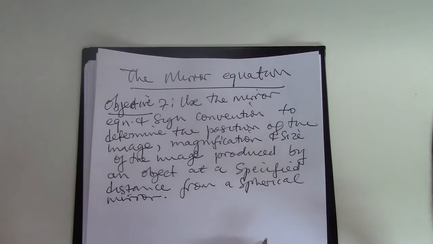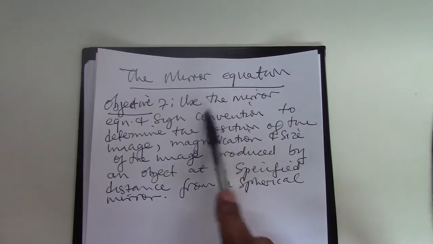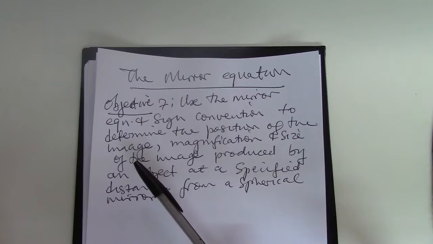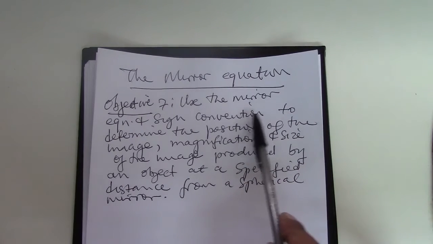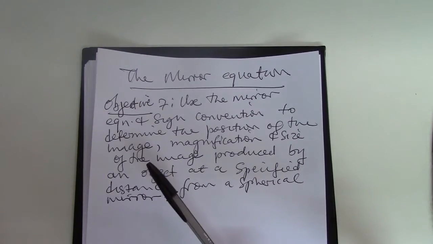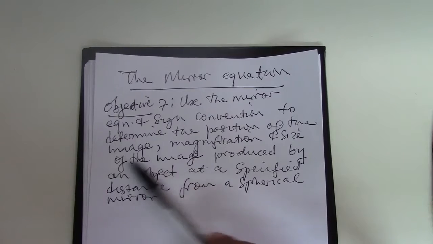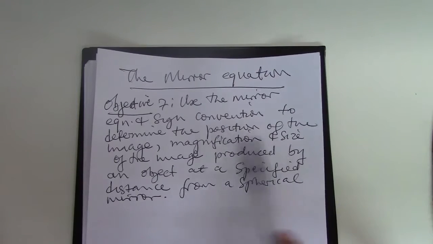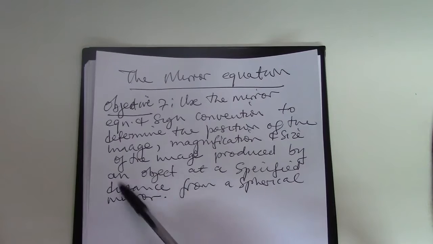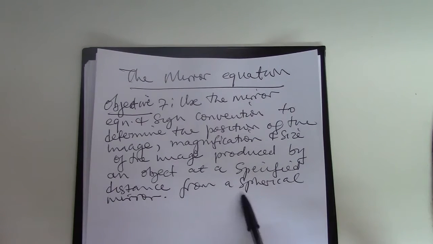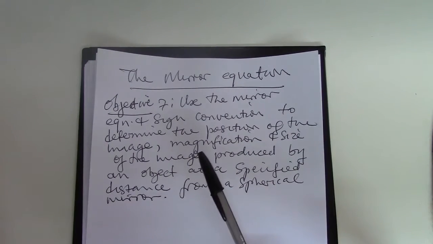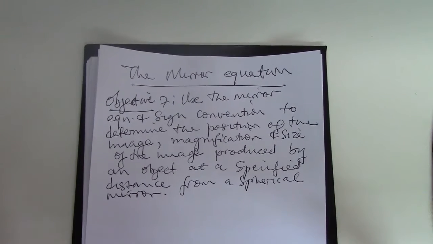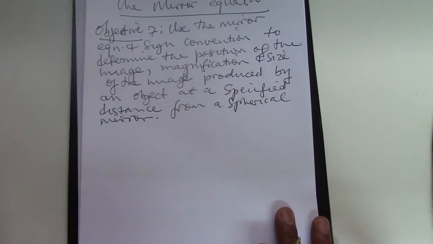Right. So our main objective is to use the mirror equation and also to use the sign convention to determine the position of the image we form. And also to determine the magnification and the size of the image, which is produced by the object placed at a specific position from the mirror. Right. This time it's not ray tracing. This time it's by calculation. So the equation we use is called the mirror equation.